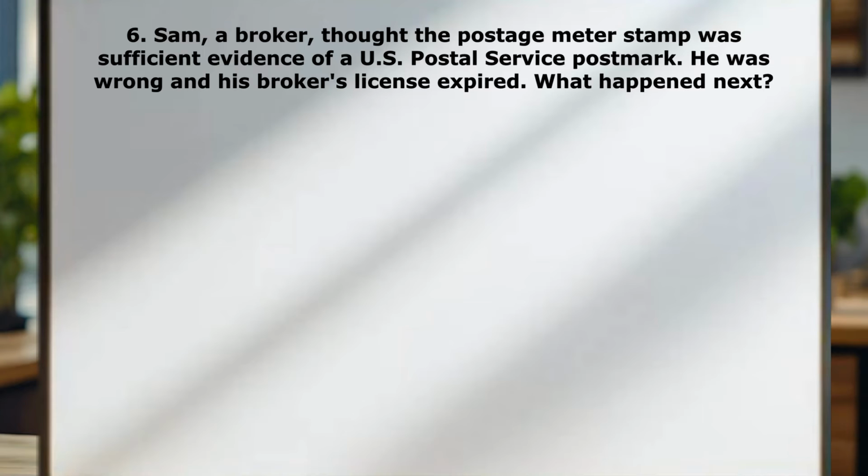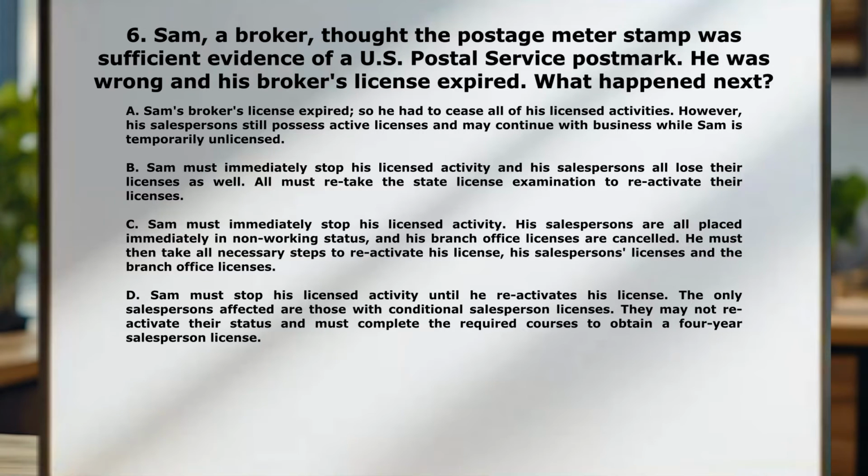Question number 6. Sam, a broker, thought the postage meter stamp was sufficient evidence of a U.S. Postal Service postmark. He was wrong and his broker's license expired. What happened next? A. Sam's broker's license expired, so he had to cease all of his license activities. However, his salespersons still possess active licenses and may continue with business while Sam is temporarily unlicensed. B. Sam must immediately stop his license activity and his salespersons all lose their licenses as well. All must retake the state license examination to reactivate their licenses.